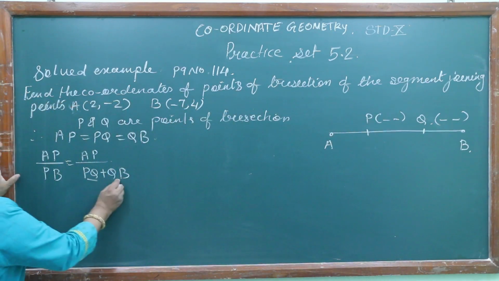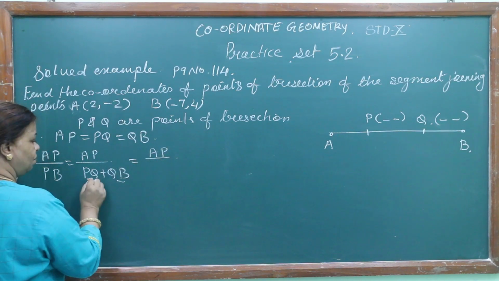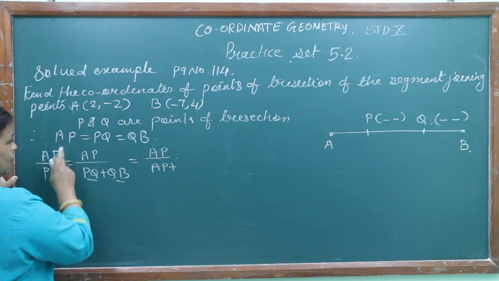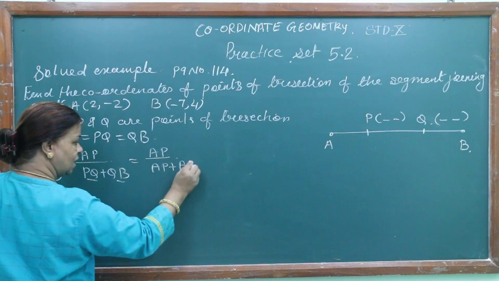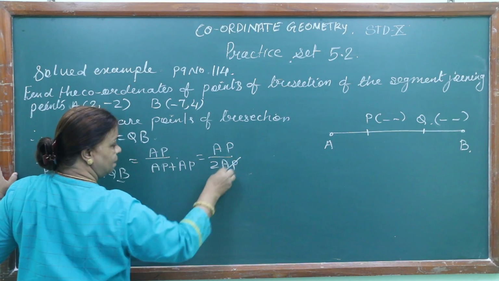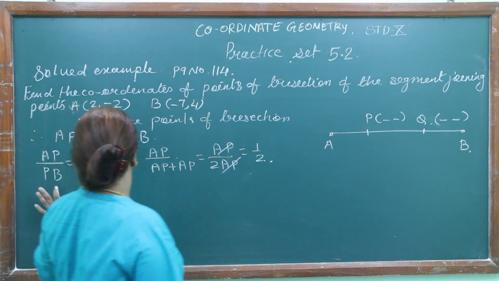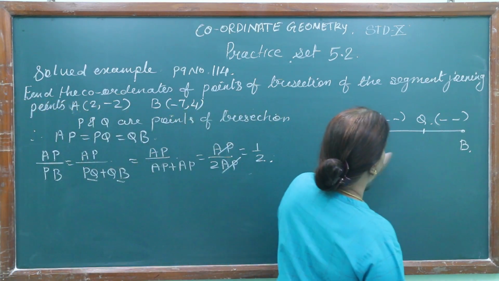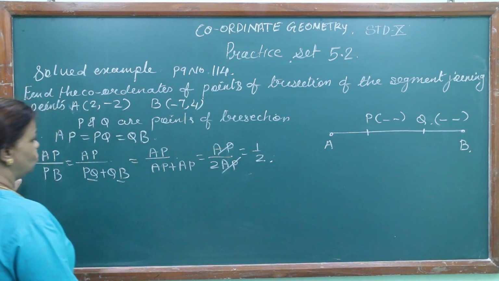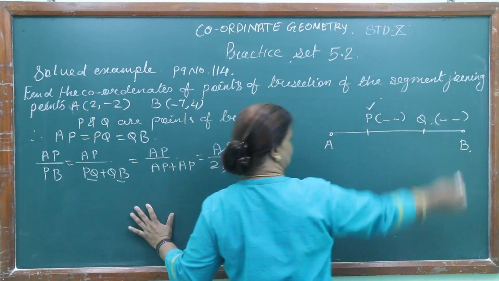So instead of PQ and QB, I can use AP upon AP plus AP, because AP is equal to PQ, and AP is also equal to QB. So AP upon 2 times AP, the APs get cancelled, giving 1 upon 2. So AP upon PB is in the ratio 1:2. So now that you know the ratio, we can find the coordinates of point P.